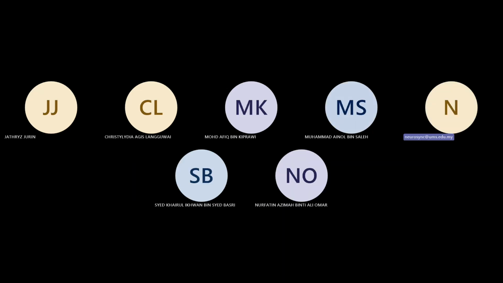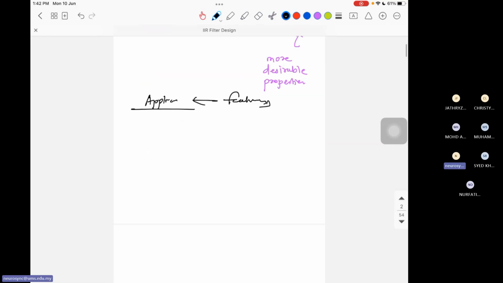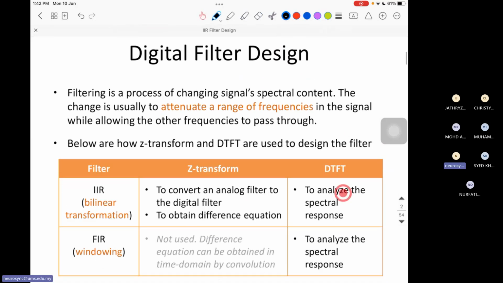Okay, so we will be mainly focusing on the design procedure of digital filters. Now you are more familiar with the high pass filter, low pass filter, band pass, and band stop filter. These filters you know. So basically, for digital filter design, we will start with the IIR design, infinite impulse response filter design.